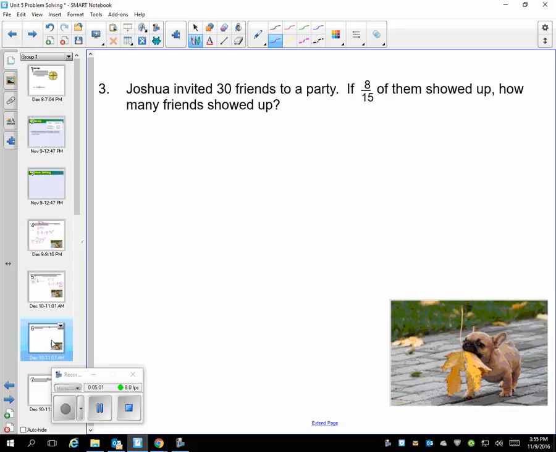Joshua invited 30 friends to a party. If 8/15 of them showed up, how many friends showed up? So I'm going to take a look at the words that I have. I know I have 30 friends, and 8/15 of them showed up. Ooh, I see a fraction followed by the word of. It's a good chance I'm multiplying here. 8/15 of 30.